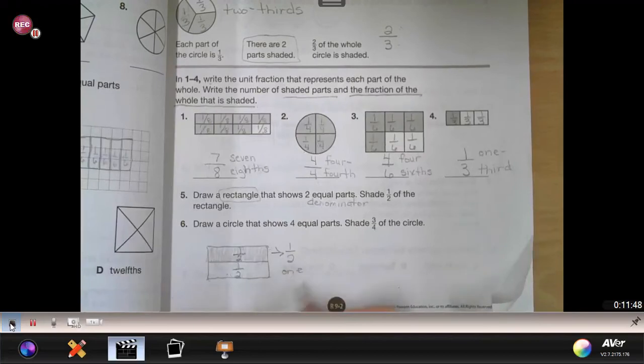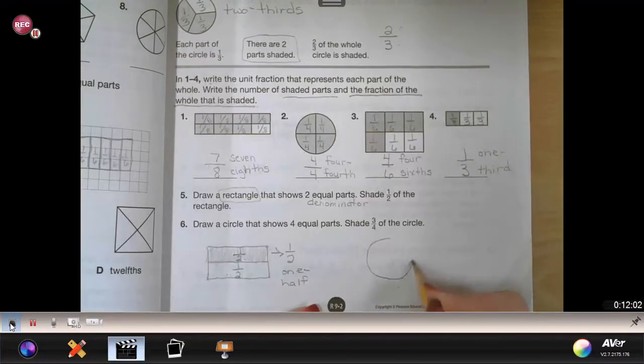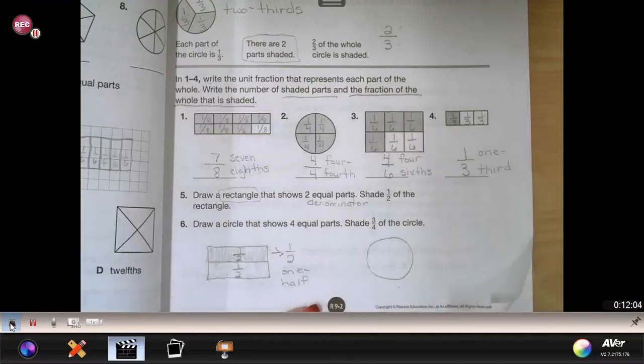1, and we're going to write half. Miss Adamia, do I have to write this? Yes, you do. Do you have to write the fraction? Yes. Draw a circle. Do the best that you can. Or you could even get a quarter.